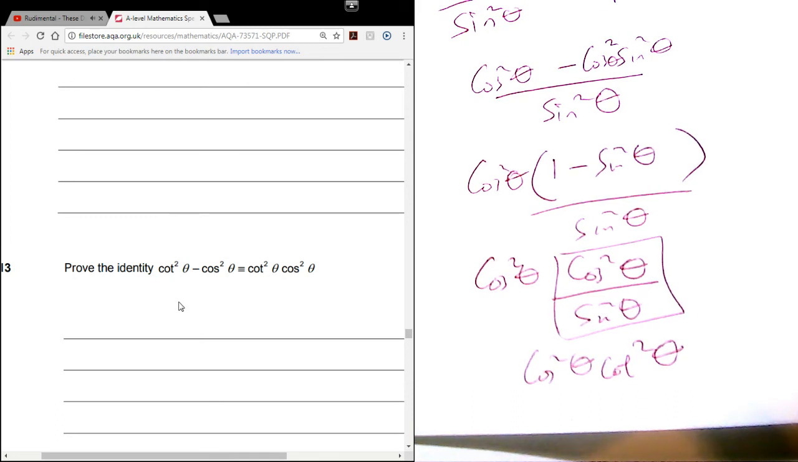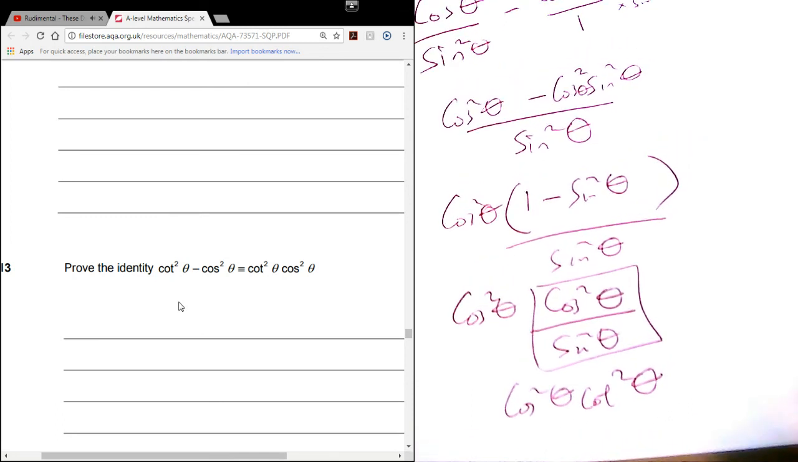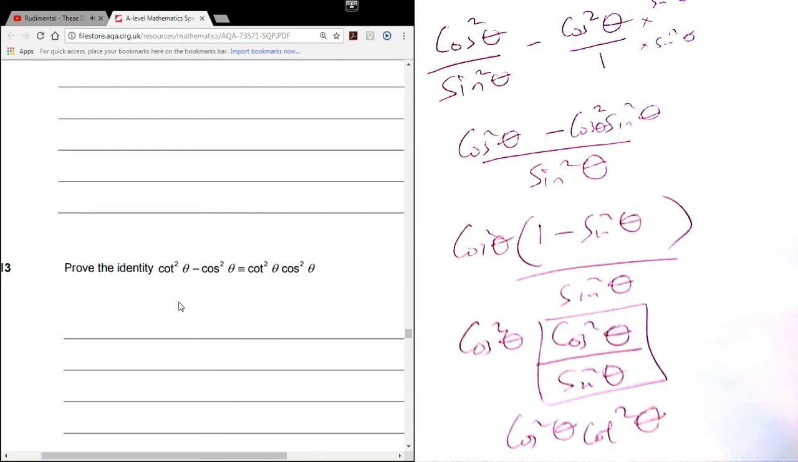I think most times when it comes to things like identities, learn to break and make. Break it to their sine, cos and whatever, and then you see how you can rearrange to get to what they want you to have.